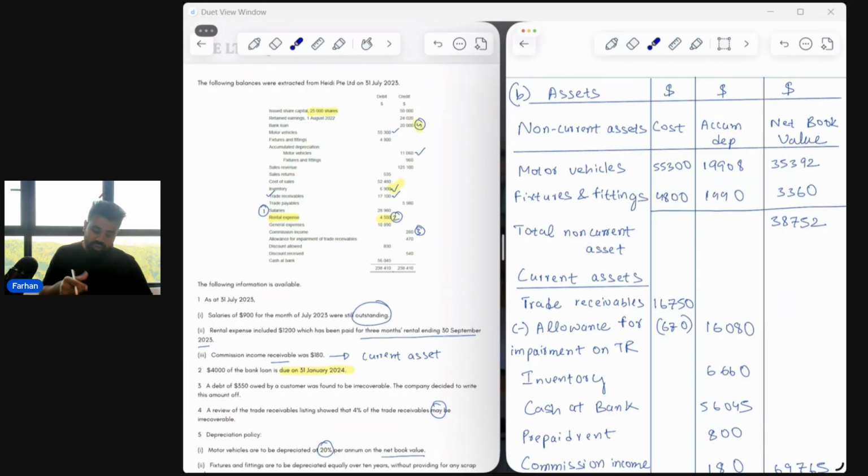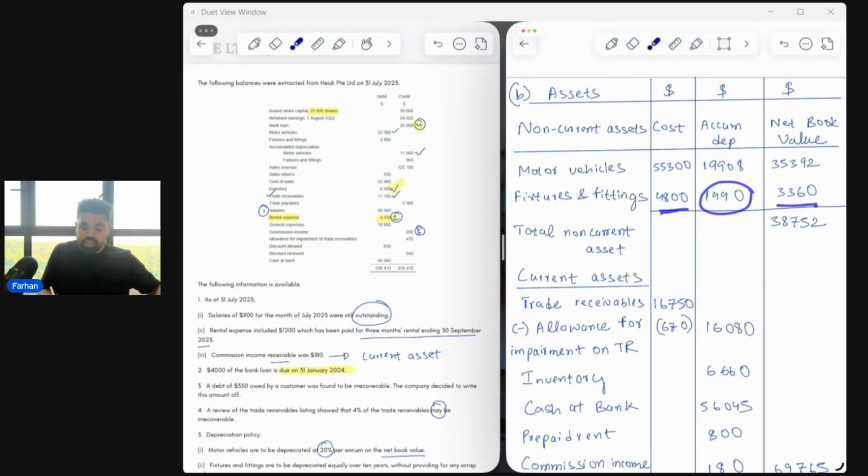So we have 2 assets. So motor vehicles at cost is given in the list. You will see it's 55,300. The accumulated depreciation is 19,908, which we derived in our workings. That gives us a net book value of 35,392. Then you've got fixtures and fittings with an original cost of 4,800. The accumulated depreciation is 1,440, which was 960 plus 480. And that gives us a net book value of 3,360, which is again simply the difference between the cost and the accumulated depreciation.